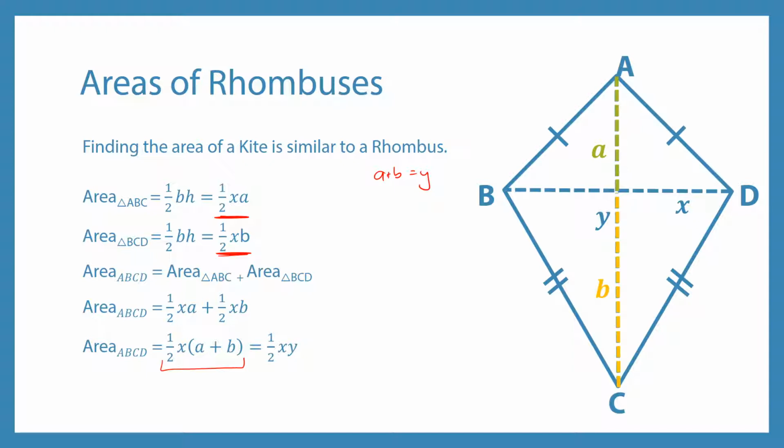And now remember, A plus B is the same as y, so we can substitute this for y, and we're going to get a half of xy. So, like with a rhombus, for a kite, our area is a half times the length of the two diagonals.